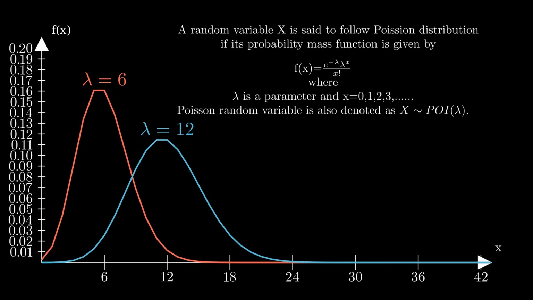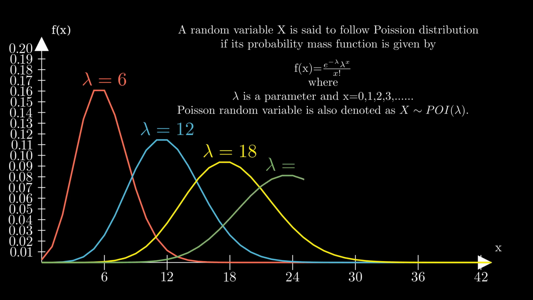Now if you plot the graph of the mass function, you can observe that when the value of lambda is small, it has a high peak. When the value of lambda is increasing, it is becoming symmetrical. So when lambda increases, it becomes symmetric. We will also discuss this property in skewness.